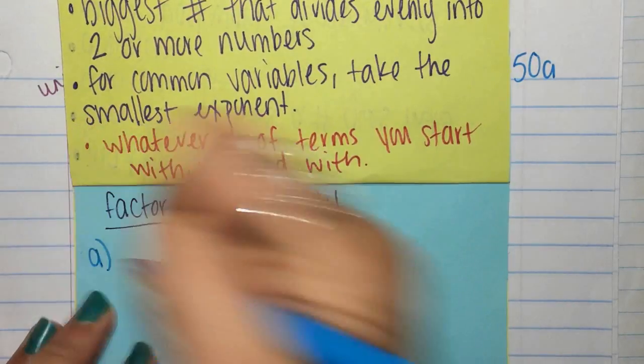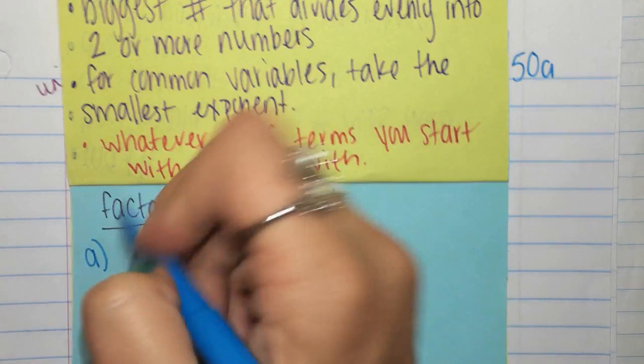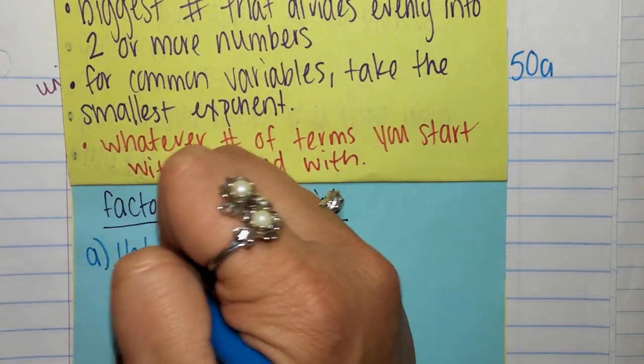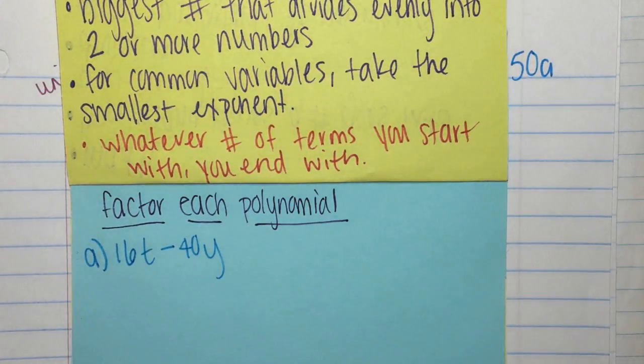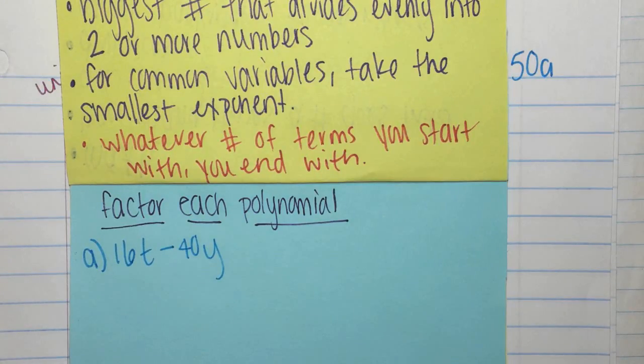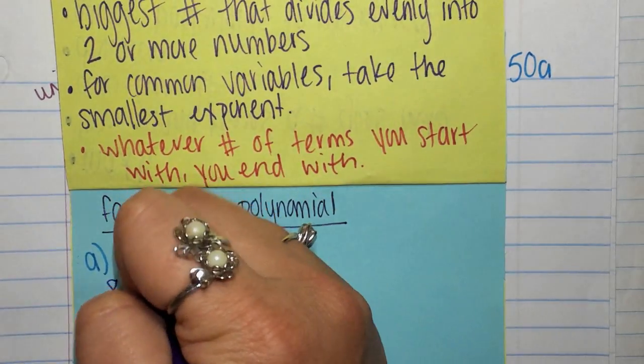Alright, so the first one that we're going to look at together says 16t minus 40y. Alright, how many terms are we starting with? So how many terms are we going to end with? Oh my gosh. Alright, now, do they have any variables in common? No. Are t and y the same? No. No, so we don't worry about variables. Now, what is the biggest number that goes into both 16 and 40? 8. Alright, everybody factor out an 8.